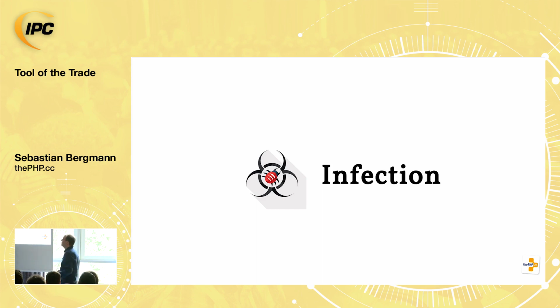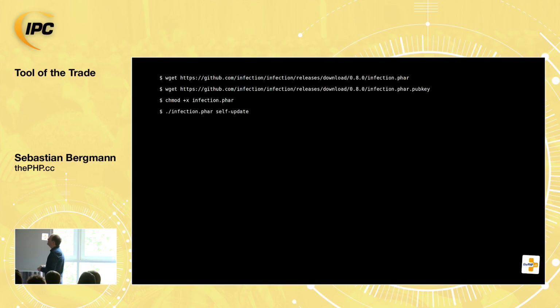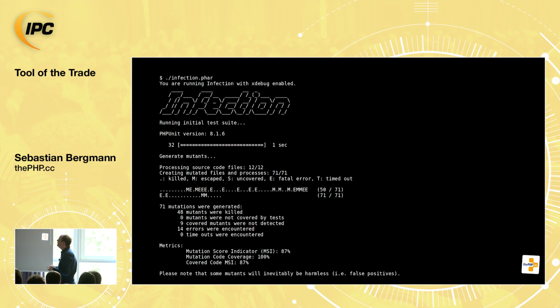Excluding false positives. Right? So that is another tool that you install as a PHAR. It wraps around PHPUnit. You run it, and then it tells you, yeah, I generated 71 mutations. 48 mutants were killed. 0 mutants were not covered by tests. That's good. 9 covered mutants were not detected. That's not good. What is good, though, is that 14 errors were encountered. So the mutation was so bad that PHP crashed.